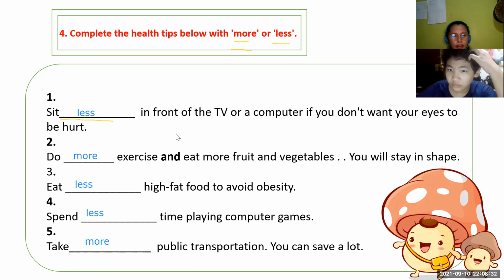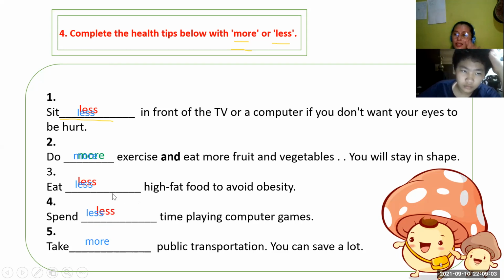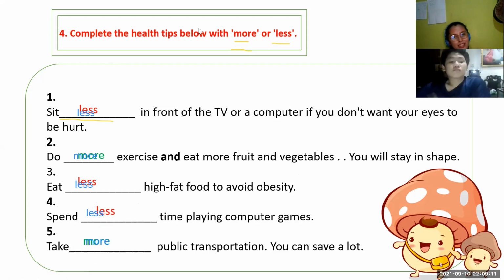Okay, so here are your answers. Number one is less. Sit less in front of the TV or a computer if you don't want your eyes to be hurt. Number two, do more exercise and eat more fruits and vegetables. Great. Eat less high-fat food to avoid obesity. So you should eat less. Spend less time playing computer games. That is very important because it can damage your eyes if you spend the whole day on it. And lastly, number five, take more public transportation.